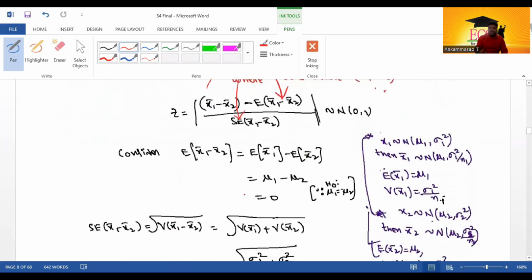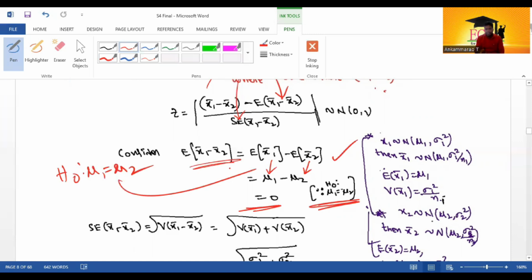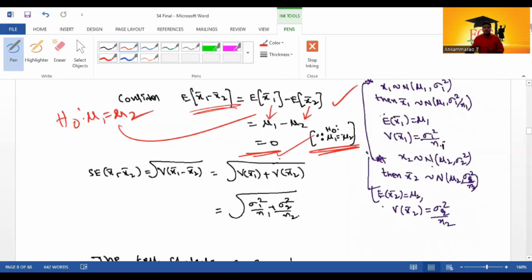Here expectation of x1 bar minus x2 bar equals expectation of x1 bar minus expectation of x2 bar. It is nothing but mu1 minus mu2, which is equal to 0. Why did this become 0? What is the null hypothesis? Null hypothesis H naught: mu1 equal to mu2. When both are equal, its expectation becomes 0. Similarly, standard error of x1 bar minus x2 bar equals square root of variance of x1 bar minus x2 bar.